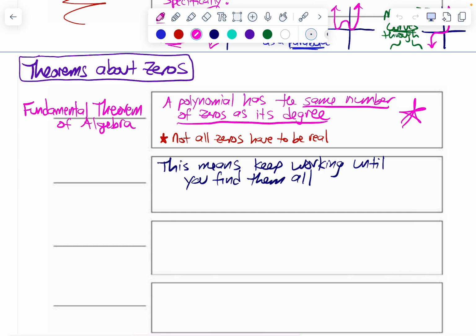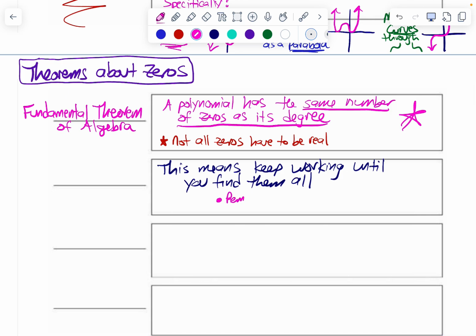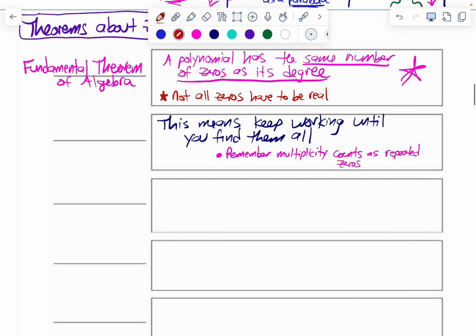Let's make the note just because we ran into it just now. That multiplicity counts as repeated zeros. So a multiplicity of 3 counts as 3 of them. Okay. This next one is kind of major. So let's tackle that one.